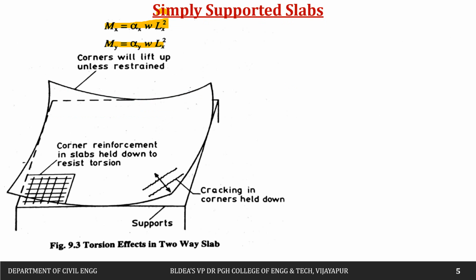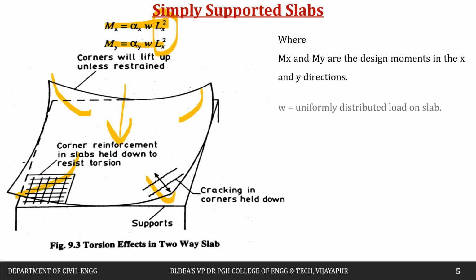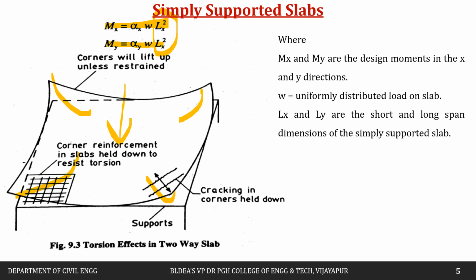So if you compare both the directions, we have Lx itself, that is the shorter direction. If you see the slab now, when the load is being applied, all the corners try to get lifted up. If there is no proper restraint, we can use this formula to calculate the moment along x direction and y direction.